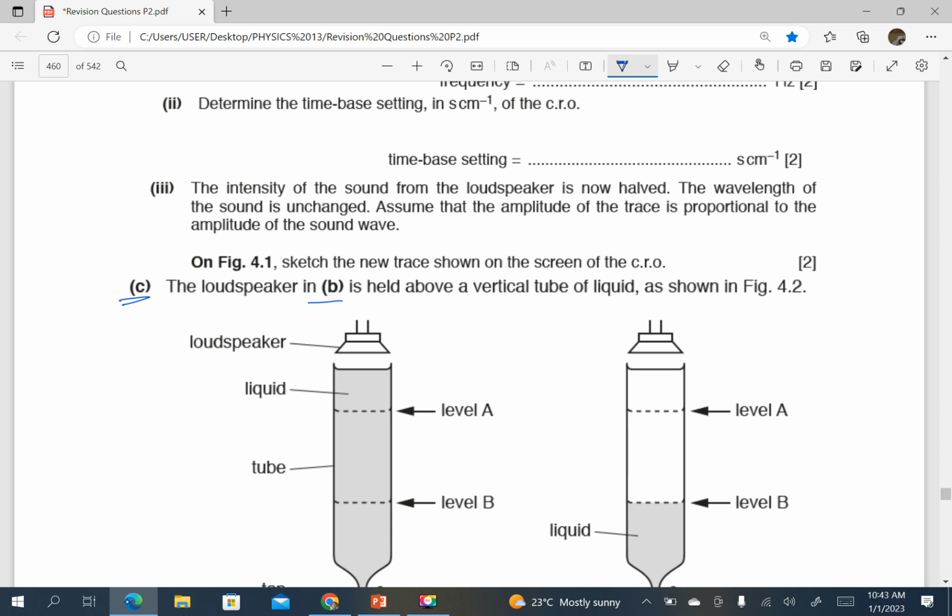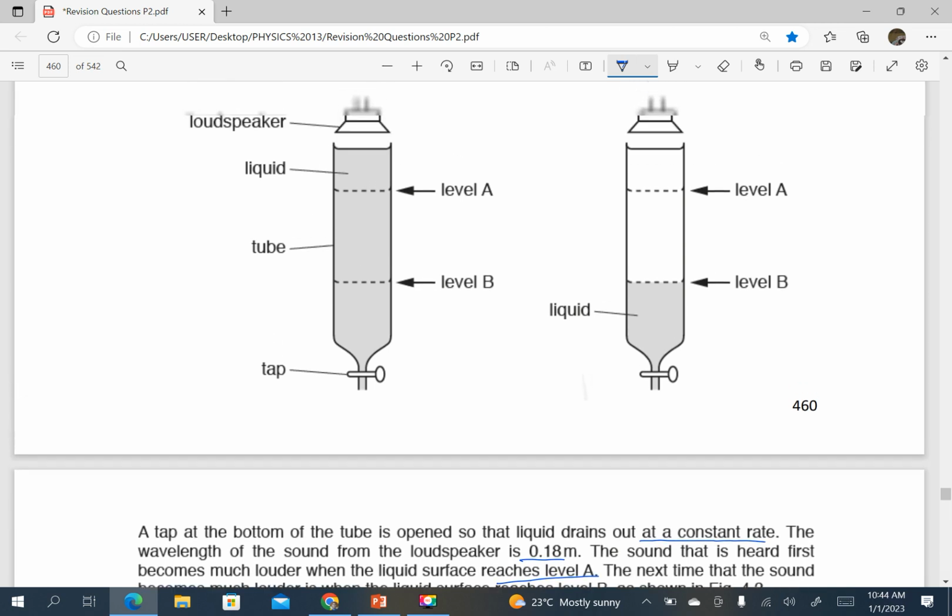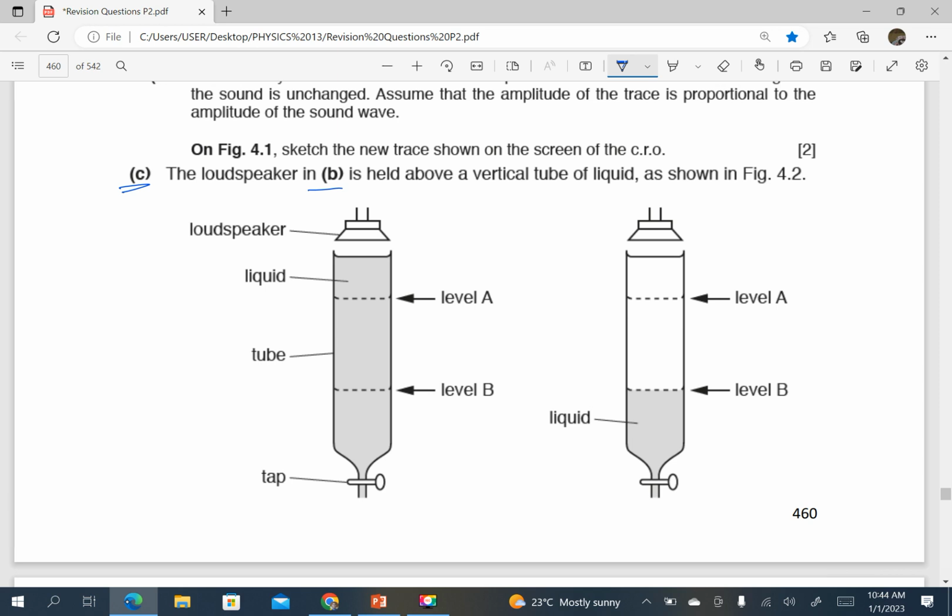The loudspeaker in B is held above a vertical tube of liquid as shown in the figure. A tap at the bottom of the tube is opened so that the liquid drains out at a constant rate. The wavelength of the sound from the loudspeaker is 0.18 meters. The sound that is heard first becomes much louder when the liquid surface reaches level A. So it means we have the first harmonic when the liquid level is in position A.